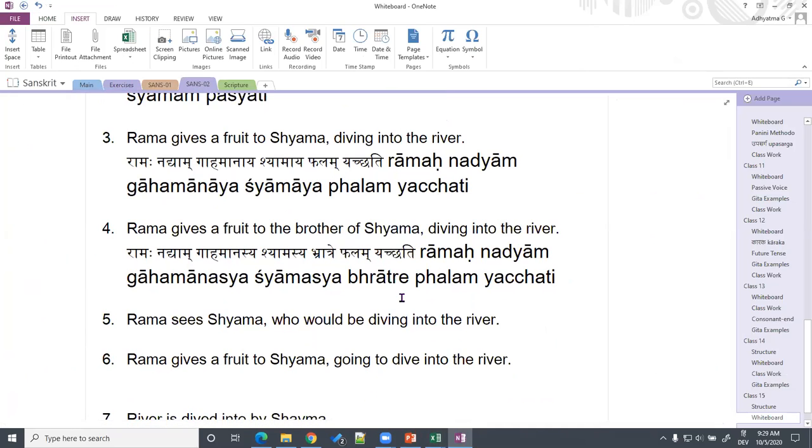So the sentence for the question is Gahyamana. It's not Grahyamana. Gahyamanaya is brother's adjective, so would it not be Grahyamana? No. Here the Gahamana is not brother's adjective. It's Shyama who is diving into the river, his brother. So it is Shyama's brother, and Shyama is the one who is diving into the river. So Gahamana is the adjective of Shyama. That's why it's Shyamasya, Gahamanasya.